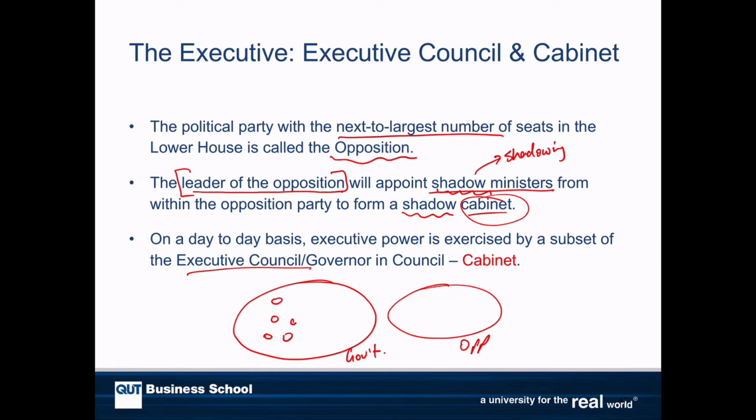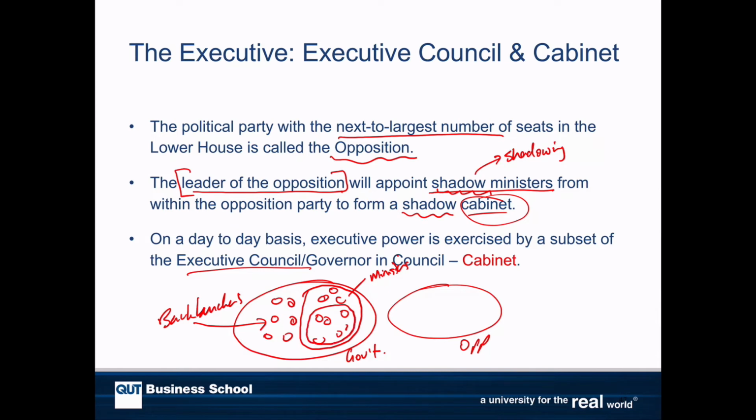Now, one of the things we said is that we have all these people, and that only a subset of them are ministers. They get in charge, and the ministers are in charge of a portfolio, an area of government. These people are called the backbenchers. But even within the ministers, we have senior ministers and junior ministers.